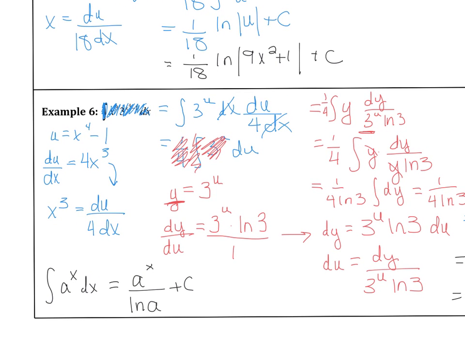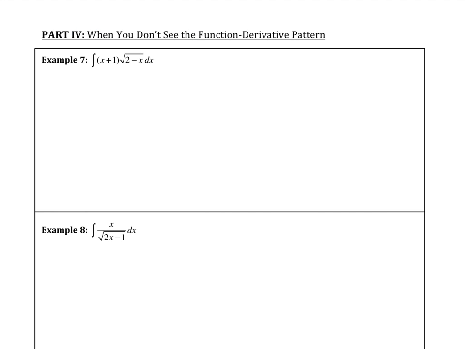Okay, we're almost there. The last page talks about what you should do when you don't see any function and derivative pattern at all. Guess what? We can still do something. So let's go. Notice in example 7, I don't see anything that looks like, oh, this could be the function and this could be its derivative. I see an x and an x, and that's not even of the right order for one to be the derivative of the other.